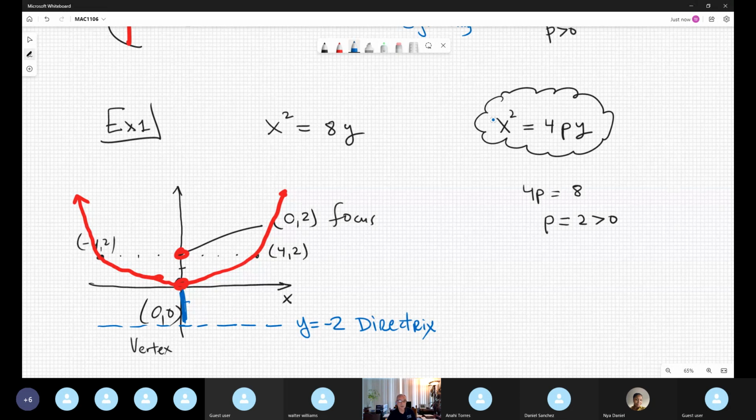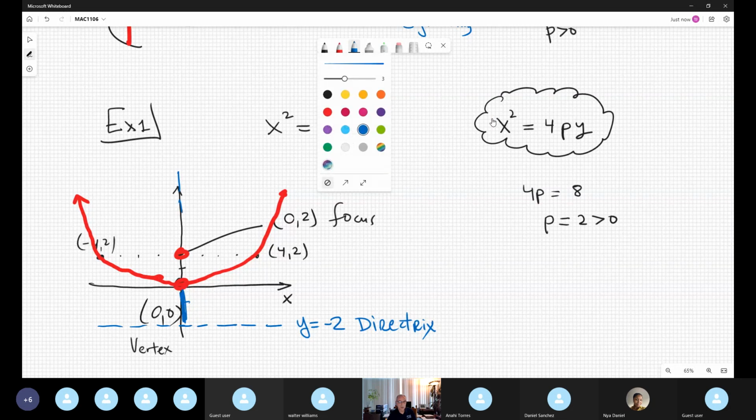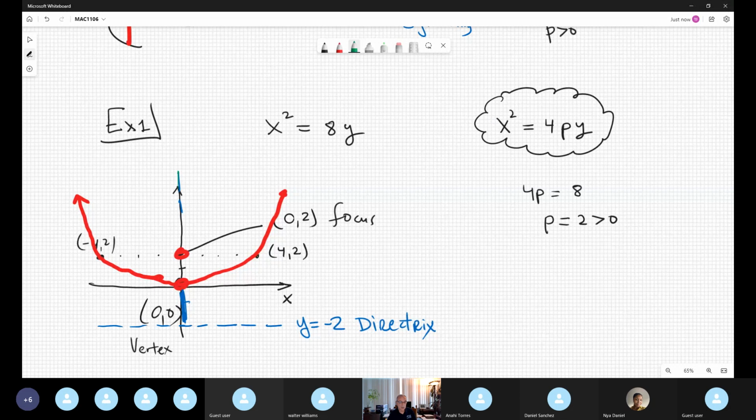And the axis of symmetry, I'm using green color, is this line, the y-axis, which is x equals 0, a vertical line. Bang, I did it perfect, without decimals. But not good, not nice, not elegant.